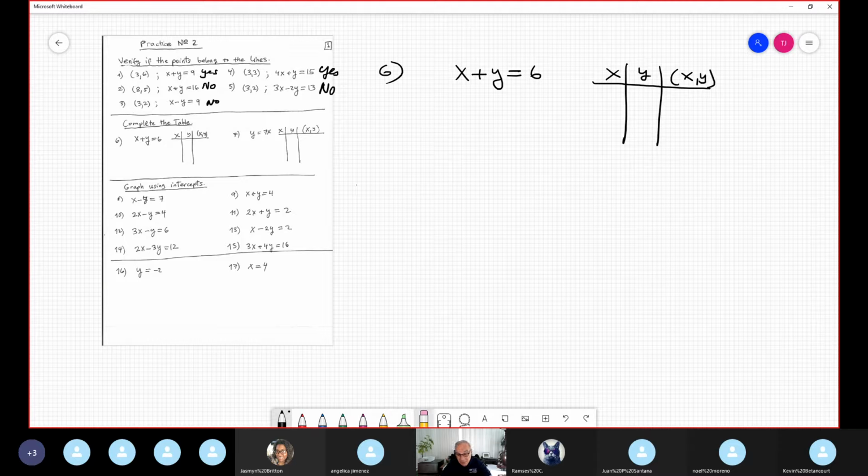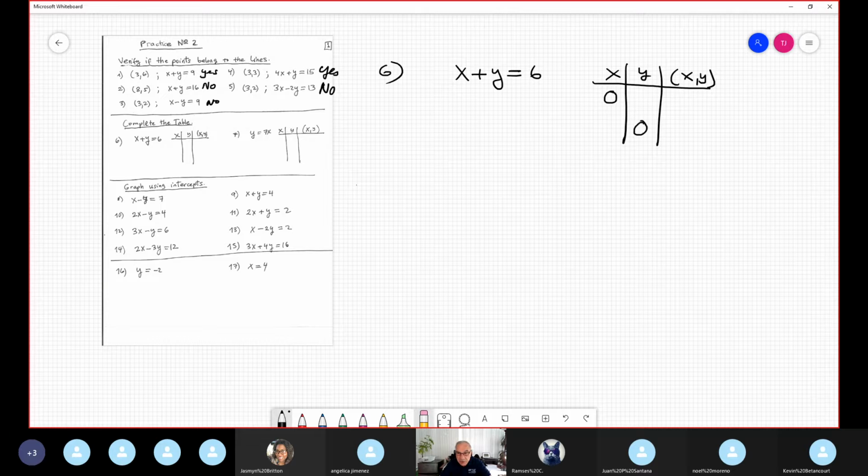There are many possibilities to complete this table because x and y are variable, no? So you assume any value. So no, not necessarily is one solution. There are a lot of solutions, infinitely many solutions.